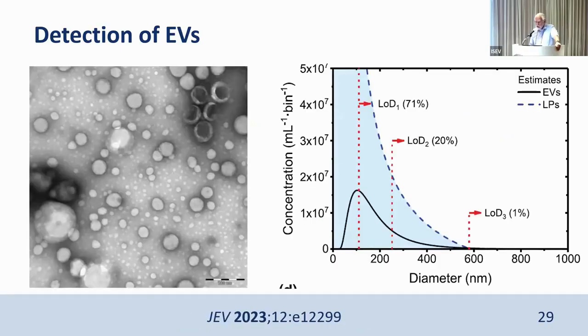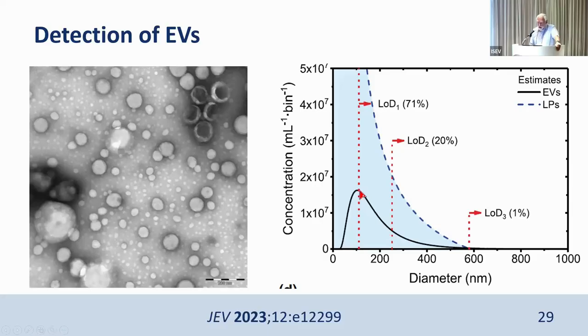Again, same picture on the left, lipoproteins all over the place. And I think it's also nicely illustrated here. This is a picture from the compendium on flow cytometry published in JEV. You see here the concentration on a linear axis and the diameter of the particles measured. In blue, the area below the curve are the lipoproteins, so the estimated particle size distribution curve of lipoproteins. And here in black, these are the vesicles.